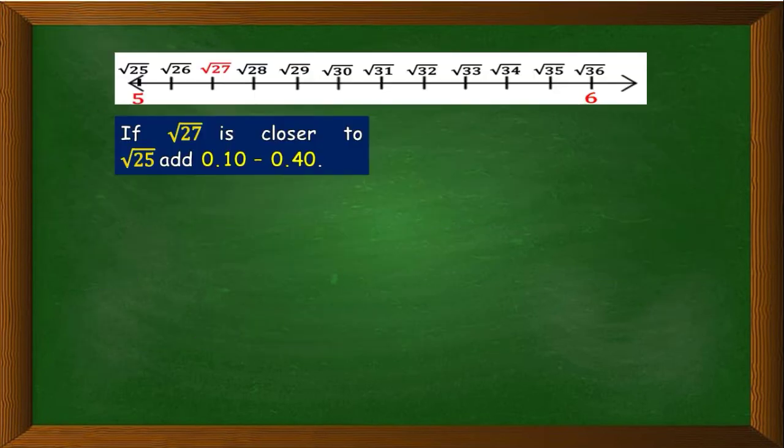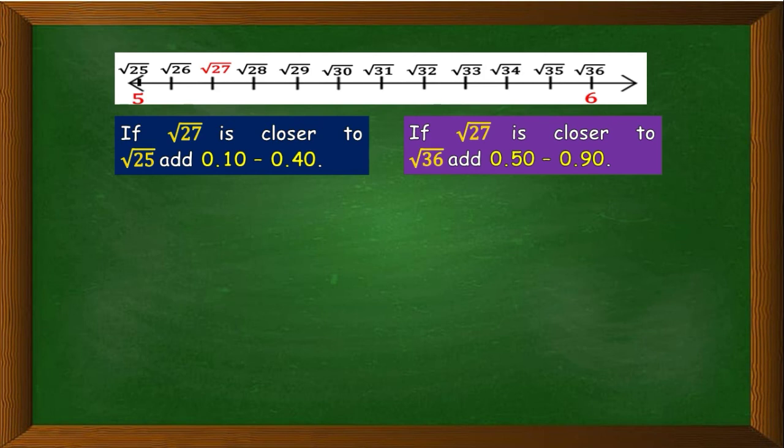So, kung mapapansin nyo, mas malapit si square root of 27 kay square root of 25 kaysa kay square root of 36. So, if we have square root of 27 closer to square root of 25, add lang tayo ng 0.10 hanggang 0.40 sa ating lower perfect square number. Next is, if square root of 27 is closer to square root of 36, add naman tayo ng 0.50 to 0.90. So, mas malapit si square root of 27 kay square root of 25, add tayo ng 0.10 hanggang 0.40 sa ating 5. So, 5.10, 5.20, 5.30, 5.40.